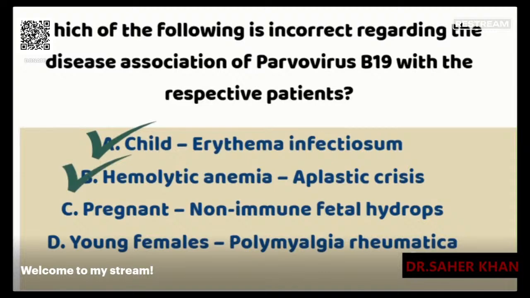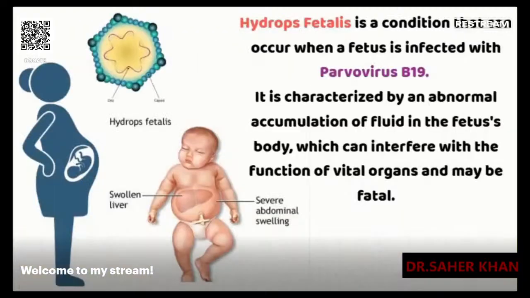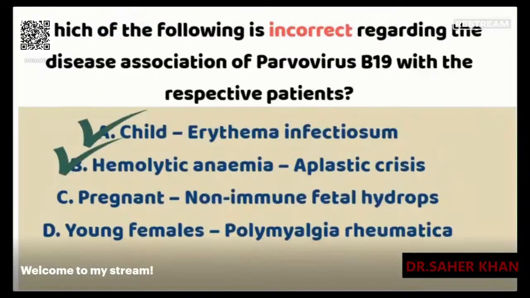Now let's look at the third option, pregnant, non-immune, fetal hydrops. It is also caused by parvovirus B19. If a pregnant woman gets infected with parvovirus and she is not immune, the virus can infect the baby and cause severe anemia, heart failure, and accumulation of fluid in the fetus, leading to fetal hydrops. And this is a very well-known complication of parvovirus B19 in pregnancy. So again, this is related to parvovirus.